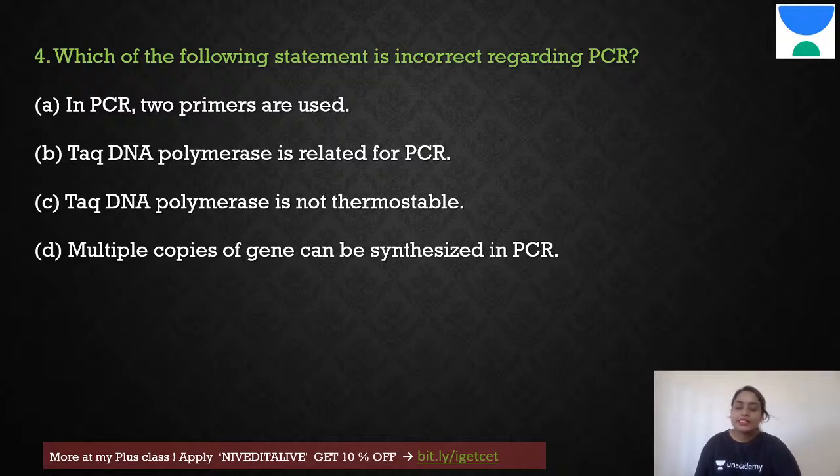Okay. In PCR, it's true that we use two primers. Remember, I drew two primers to attach. So you have the forward primer and reverse primer. So this statement is correct. Taq polymerase is very important. It is related to PCR. Multiple copies are synthesized. That is also correct. DNA polymerase is thermostable. That is why we use Taq DNA polymerase. Otherwise, we can use any DNA polymerase. We use Taq DNA polymerase only because it is thermostable. So the statement that it is not thermostable is the wrong part. Right? So therefore, this statement is incorrect.